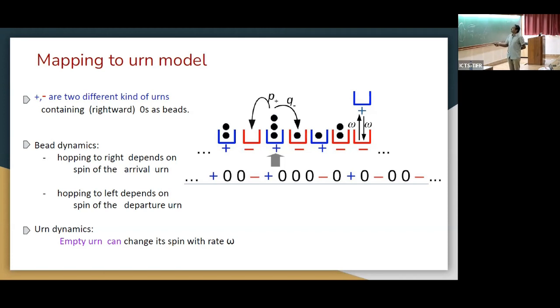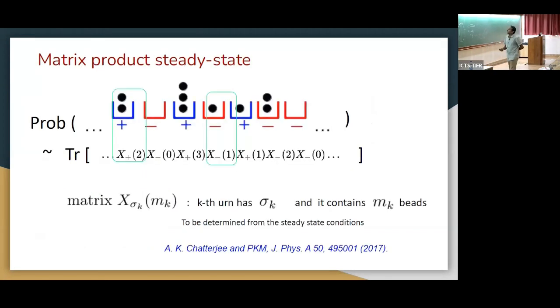So the way I have defined it, only empty boxes or empty arms can change their color. Okay, so that is the dynamics. That becomes a little simpler to solve. Okay, so how I solve it is that there is a matrix product answer.